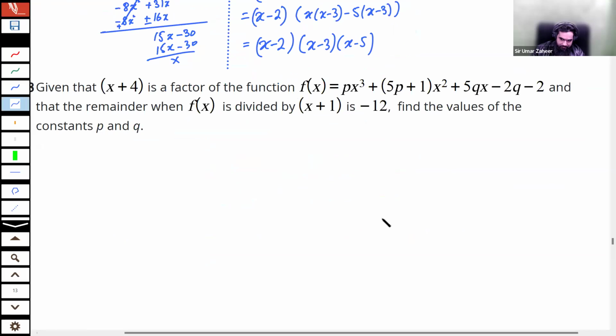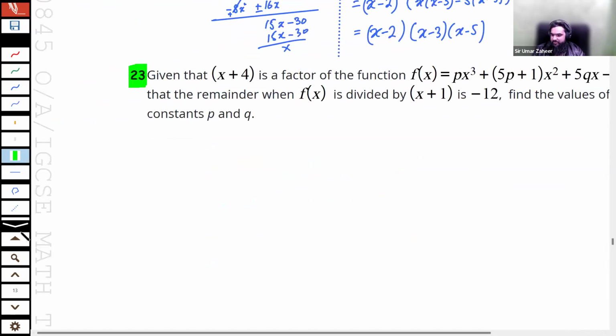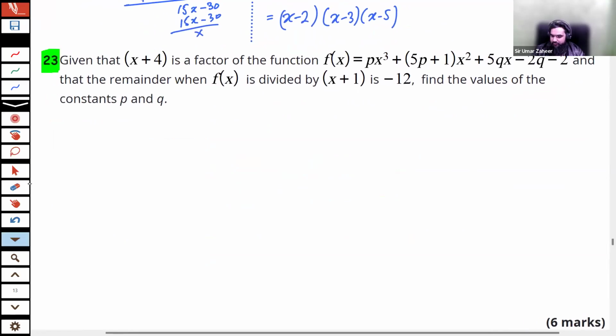All right then. Yes, all of you, you have approximately 7 to 8 minutes to do question number 23. Please do it. I'm just going to explain the question. He says that x plus 4 is a factor. If it is a factor, when you substitute x is equal to minus 4 here, you will get the value equal to 0. So you will get one equation in terms of P and Q.